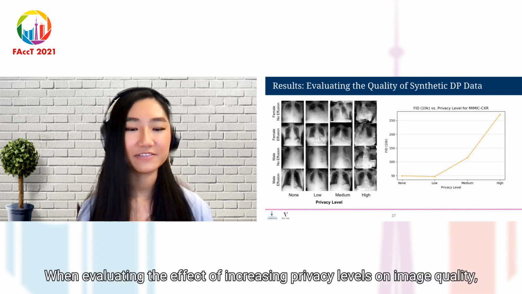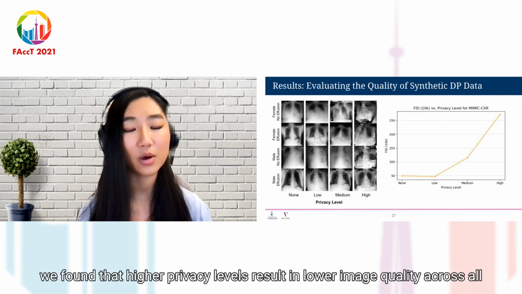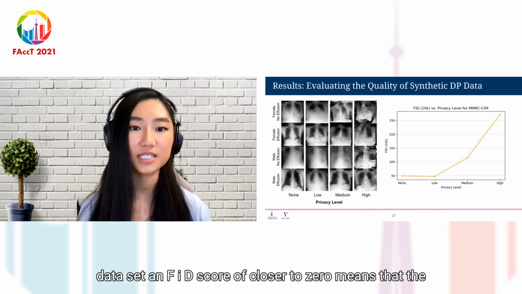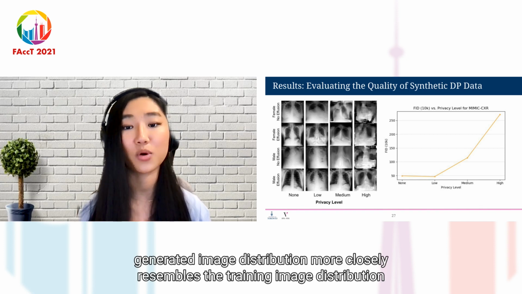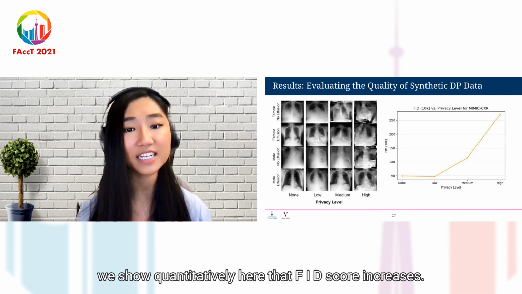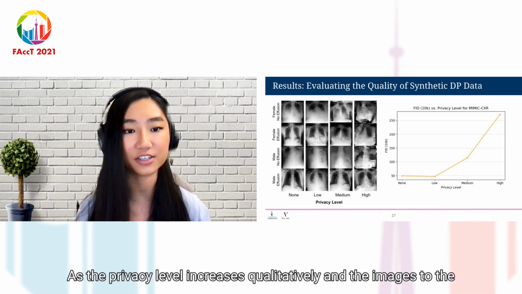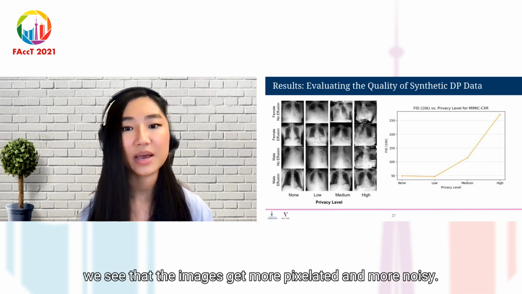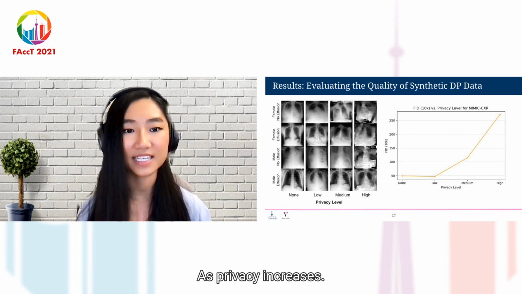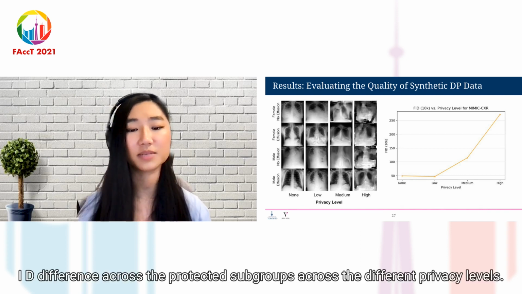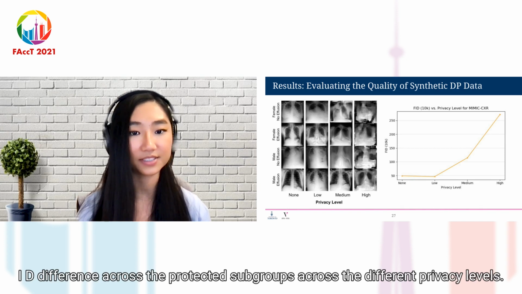When evaluating the effect of increasing privacy levels on image quality, we found that higher privacy levels result in lower image quality across all datasets. An FID score closer to 0 means that the generated image distribution more closely resembles the training image distribution. We show quantitatively here that FID score increases as the privacy level increases. Qualitatively, in the images to the left, we see that the images get more pixelated and more noisy as privacy increases. However, we found no significant trends in the FID difference across the protected subgroups across the different privacy levels.